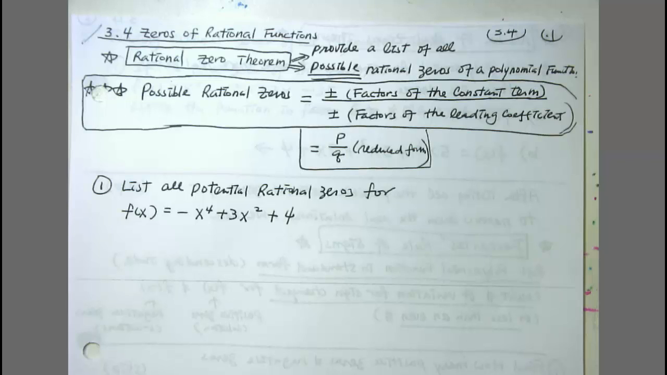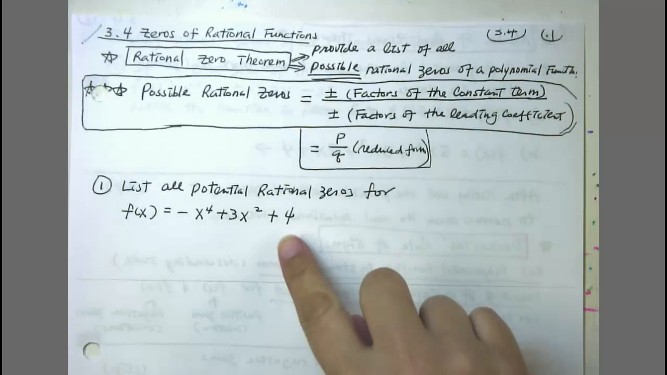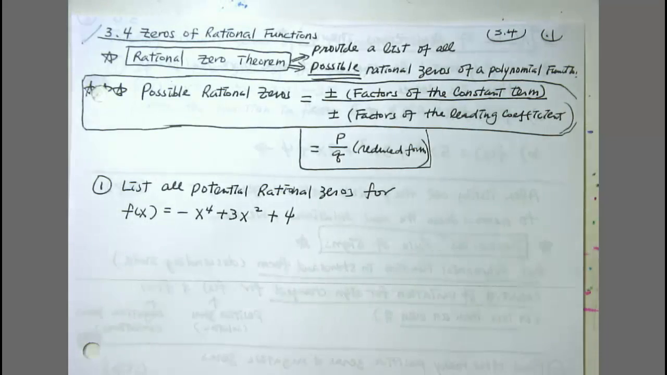This is 3.4, finding zeros, or all the roots, or all the x-intercepts for your rational functions. You look at a function like what we have in number 1. One way to find if it's a solution or not is to plug in a number, and if you get 0, then that's the solution. That's what we learned in 3.3.